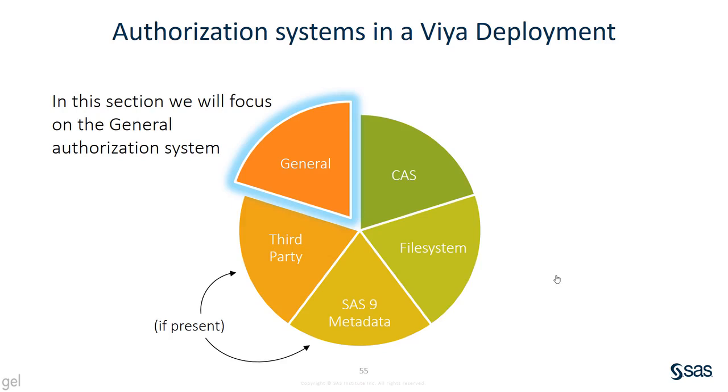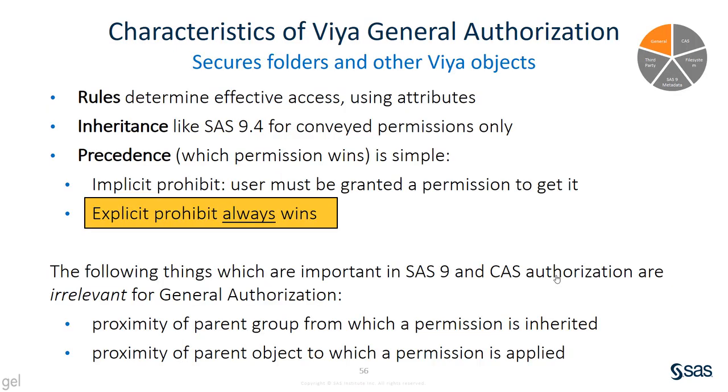And the other authorization systems we have in other environments as well. The file system, we also always put stuff in the file system, right? We're talking about a Linux environment, so we have Linux permissions on the file system for any assets we have there. And we've already mentioned we might have third-party authorization systems relating to databases like Postgres or DB2. So you always have to be aware of them. You might also have to be aware about SAS 9 authorization if you have SAS 9 interacting with a Viya environment. But in this section, we're going to focus on the general authorization system.